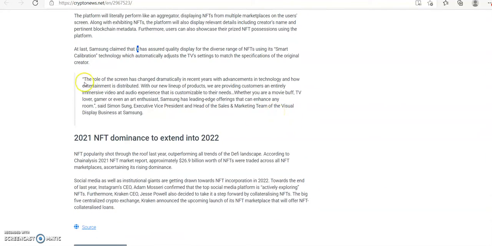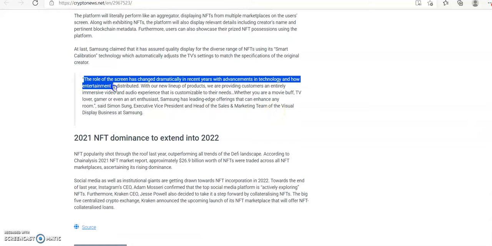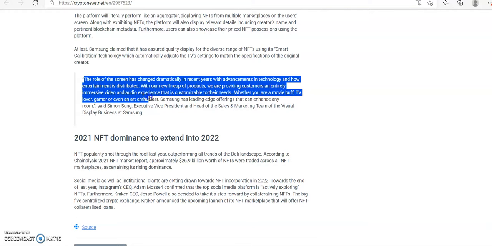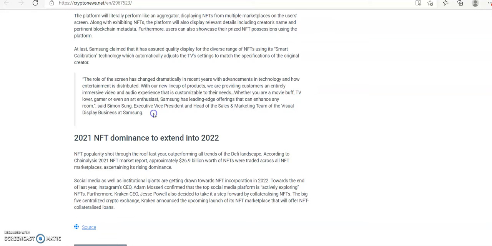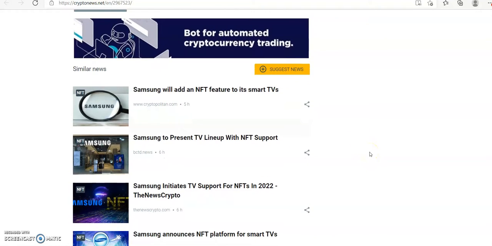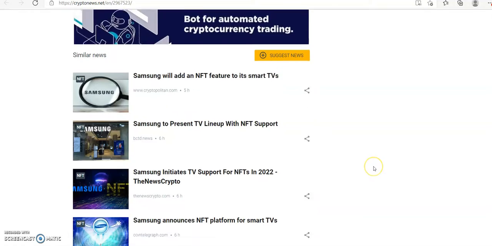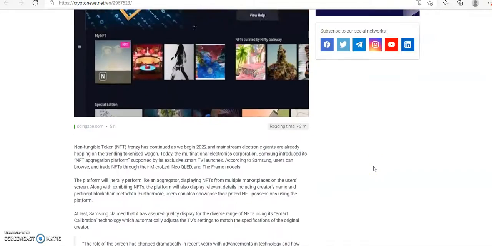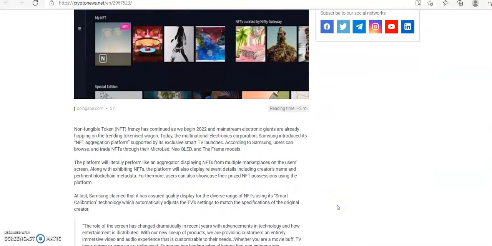Now, the role of the screen has changed dramatically in years. Televisions are becoming like cell phones, okay? So they're providing customers an entirely immersive video and audio experience that is customized to their needs, okay? So this is huge. This is huge news. Because Samsung is again trying to become the pioneer in this platform, okay? And if you don't believe in NFTs, people, I don't know what you're waiting for.